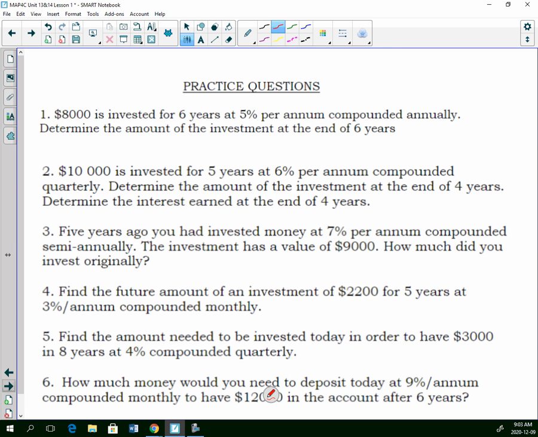Okay, so $8,000 is invested for 6 years at 5% compounded annually. Determine the amount at the end of 6 years. Okay, so my original amount that I'm investing is $8,000. Okay, so I'll just put the formula up here.